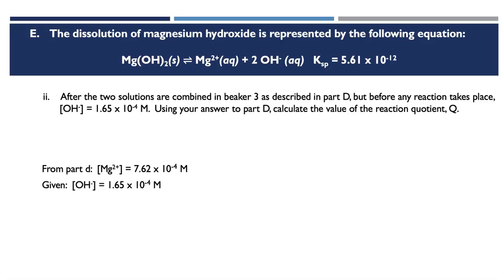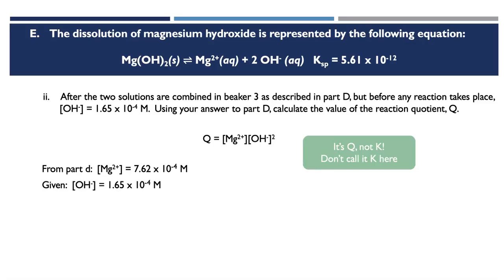And we were given in this problem a hydroxide ion concentration to use of 1.65 times 10 to the minus 4th molar. So if you're given that information, you're expected to use that in your calculation. We can substitute in the magnesium ion concentration, that our answer from part D, and we're going to use the hydroxide ion concentration that we were given here. We're going to substitute that in. I do want to point out that this is the reaction quotient Q, and Q of course can change. Don't call it K here because it's not the KSP, it's the current ratio of products to reactants, not the equilibrium ratio. We can substitute those values in.